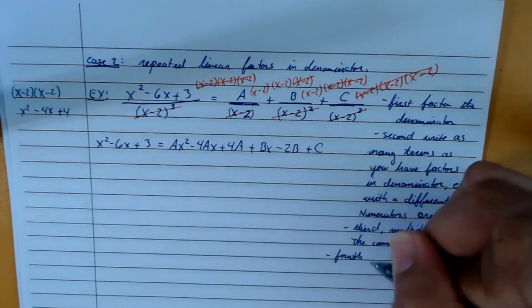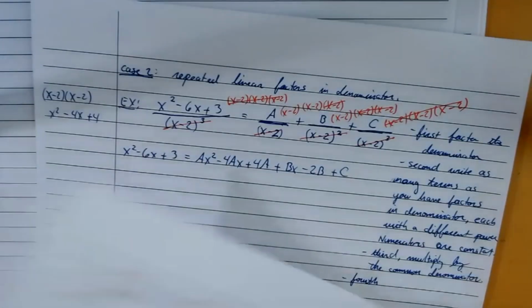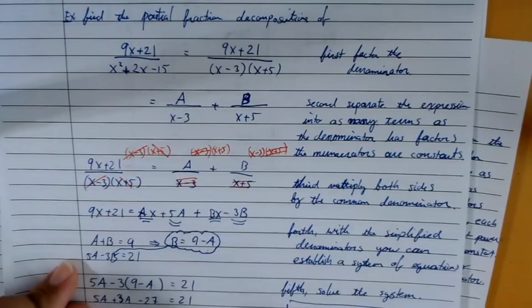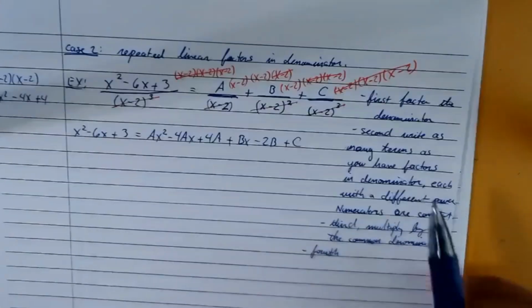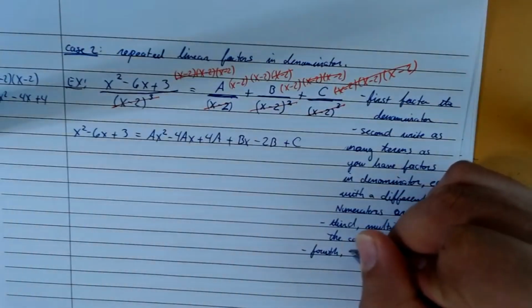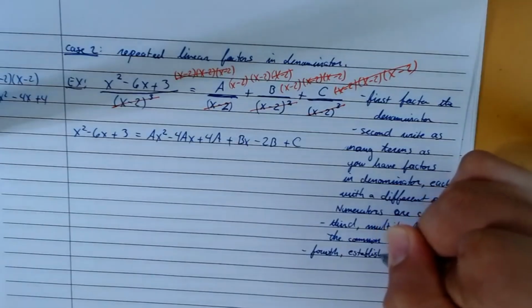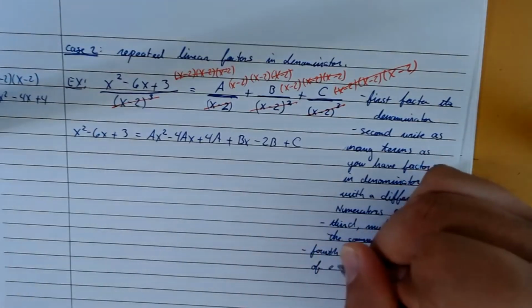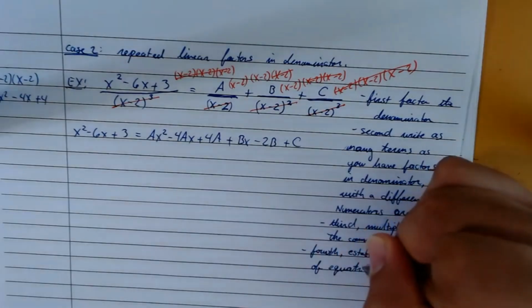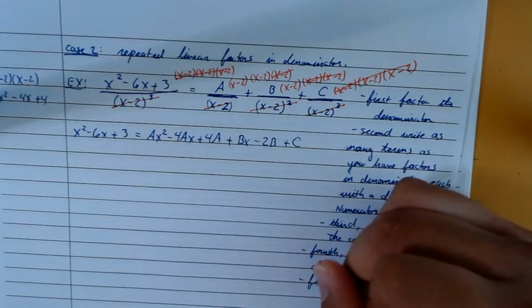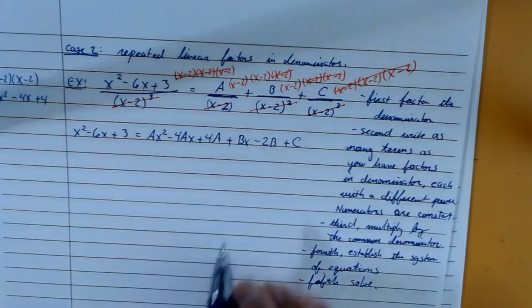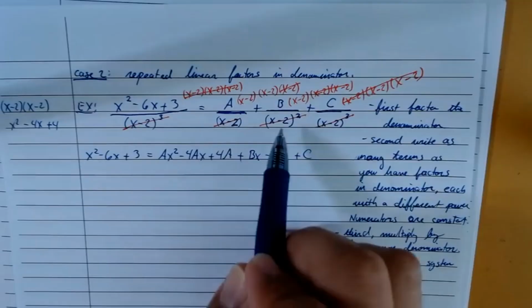Fourth, you're going to do the same as before. Oops, wrong page. You're going to do the same as before. Once you've cleared that, you're going to find this system of equations. So with fourth, we're going to establish the system of equations. Same as with case number 1. And finally, you're going to solve. So notice this is very similar to case number 1, the main difference being what your denominators look like.